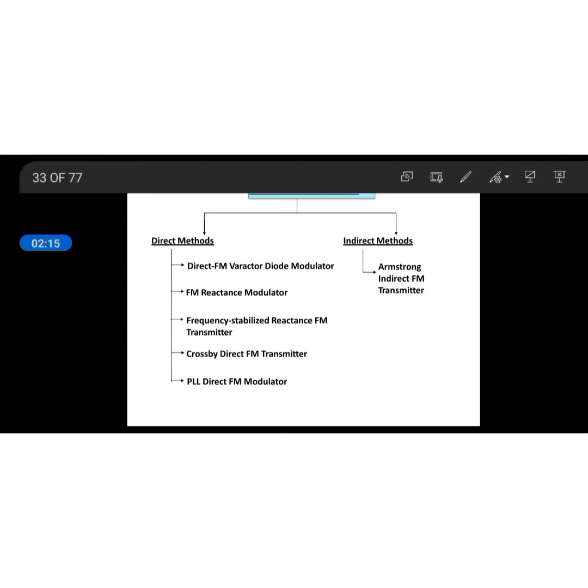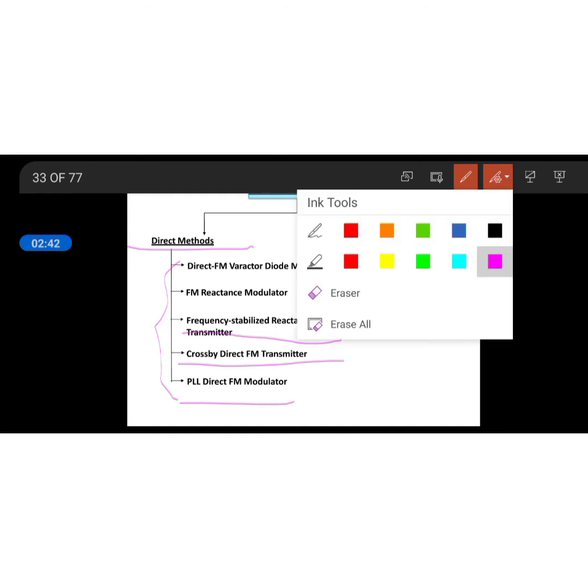Methods of FM generation. There are two methods. One is the direct method of FM generation, another is the indirect method of FM generation. In the direct method, there are different types: direct FM, varactor diode modulator, FM reactance modulator, frequency stabilized reactance modulator, Crosby direct FM transmitter, and PLL modulator. The indirect method is the Armstrong indirect method of generation of FM.